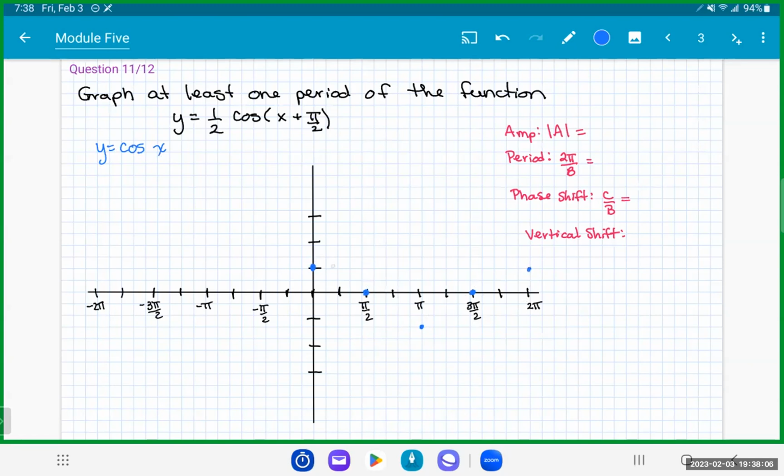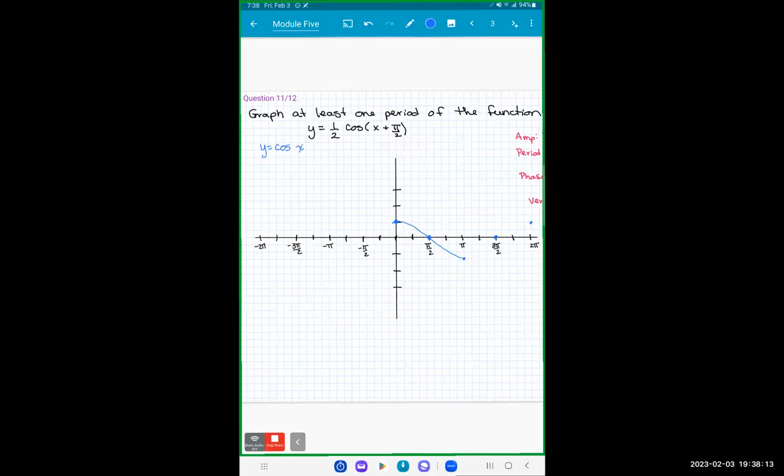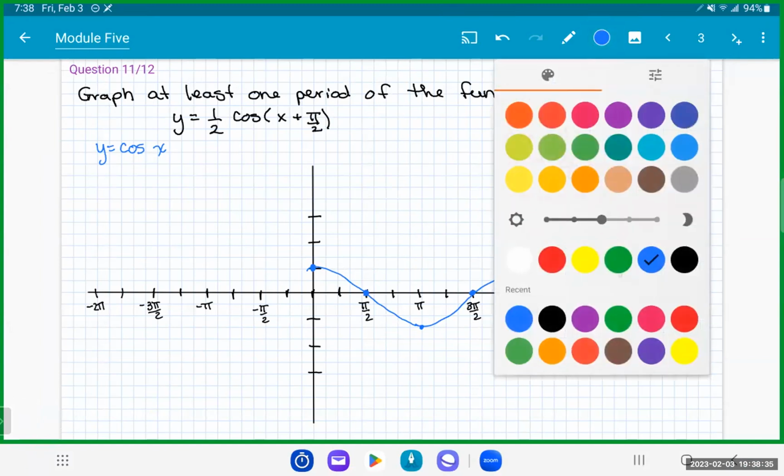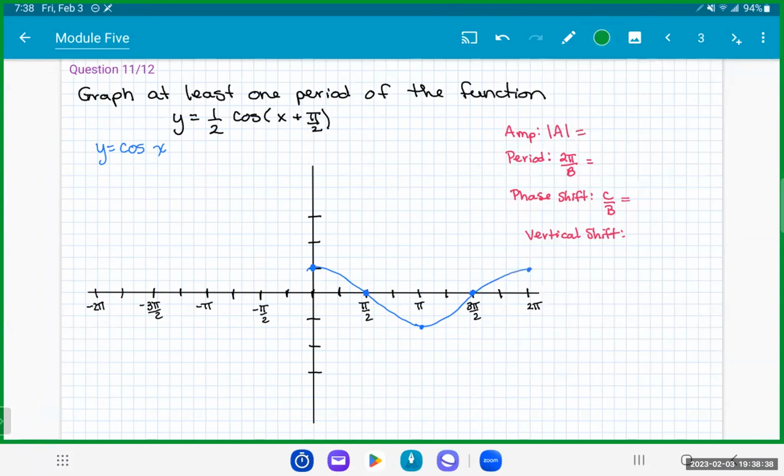So if we're graphing that standard cosine graph, that is what cosine of x looks like. Those are the 5 major points: 0, pi over 2, pi, 3 pi over 2, and 2 pi. That helps us when we start looking at graphing these shifts.